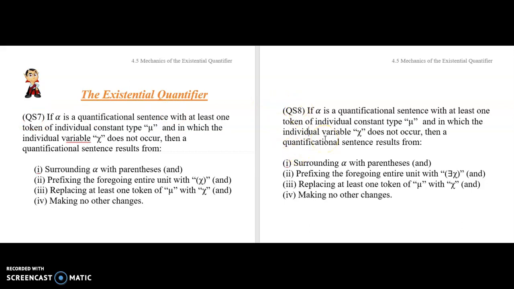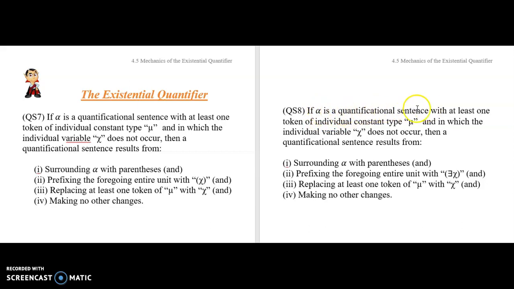So QS1 is the property constants are quantificational sentences, and then QS2 is the negation, QS3 conjunction, then disjunction, QS5 is arrow, QS6 is biconditional, and then you've got the universal quantifier rule, and now we've got QS8. Everything's staying the same except for this, and this one is done in very parallel fashion to the universal rule. So just picture it as the universal quantifier instead, and that's the mechanics of how you attach the existential quantifier.